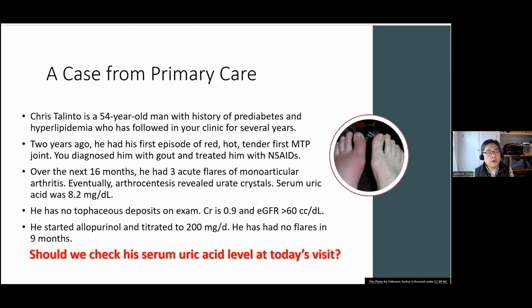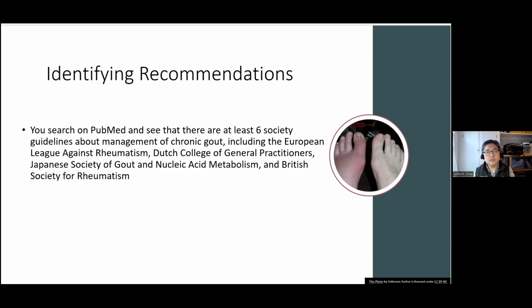As you want to sort of think about his care, you go and do a quick PubMed search. You even look on UpToDate and see that there's at least 6 different clinical practice guidelines related to gout management. And some of them are from places that you haven't heard of. This European League Against Rheumatism, maybe some of you have heard of it, but I hadn't. The Dutch College of General Practitioners, the Japanese Society, and the British Society for Rheumatism. Rheumatism, such a great old-fashioned word.